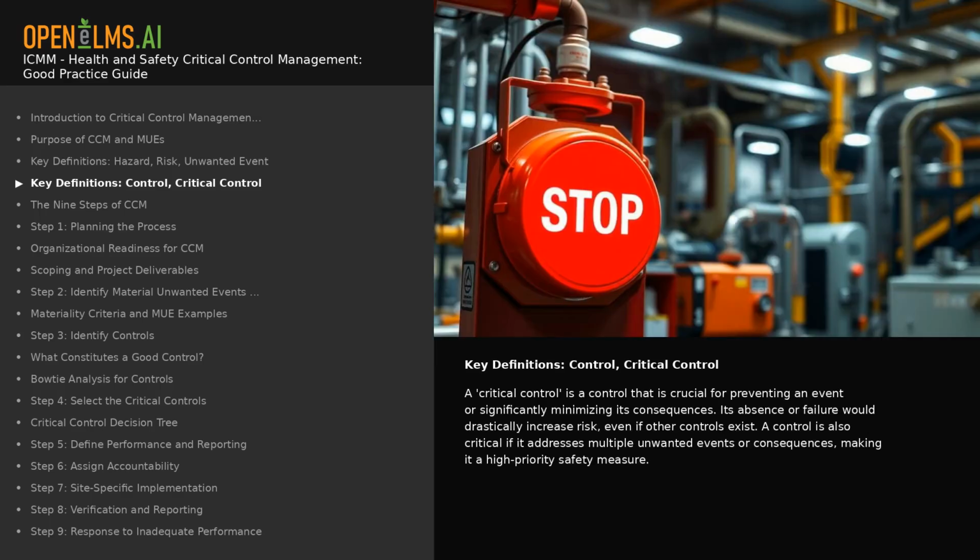A critical control is a control that is crucial for preventing an event or significantly minimizing its consequences. Its absence or failure would drastically increase risk, even if other controls exist. A control is also critical if it addresses multiple unwanted events or consequences, making it a high-priority safety measure.